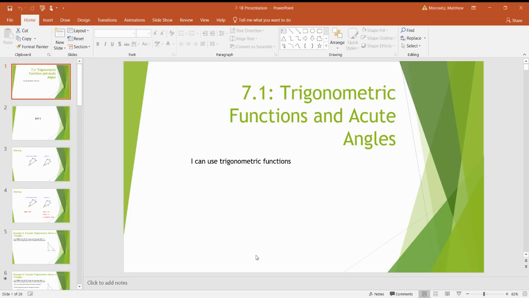Hi everyone, welcome to day 2 of trigonometric functions. We're going to keep working on what we know about sine and cosine and tangent and secant and cosecant and cotangent today. We're going to explore other problems that we can solve using these ratios. So let's start day 2.